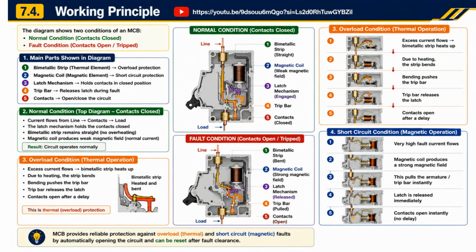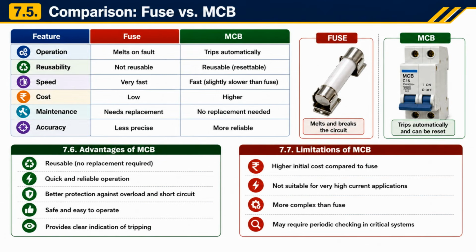Conclusion. An MCB provides thermal protection against overloads and magnetic protection against short circuits. After clearing the fault, the MCB can be reset and reused, unlike a fuse. Comparison. Fuse versus MCB, point-wise.